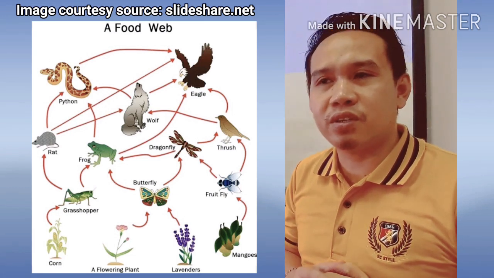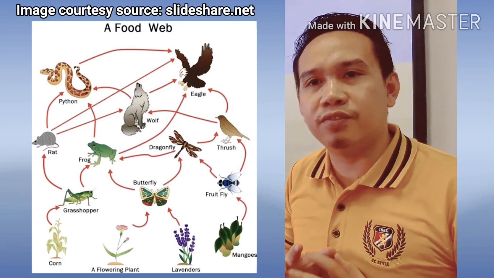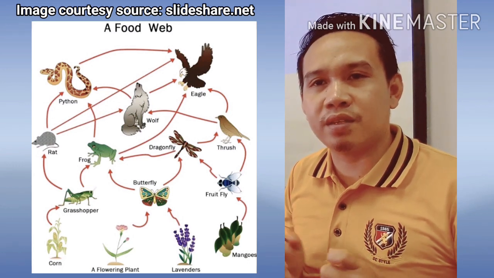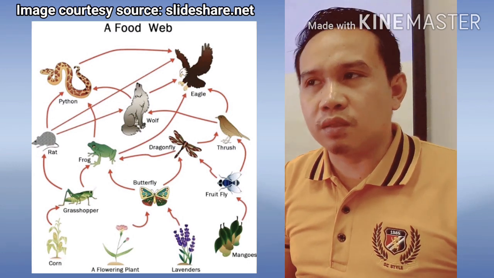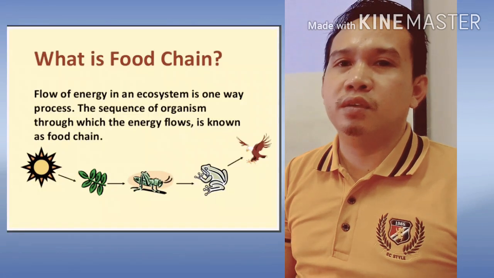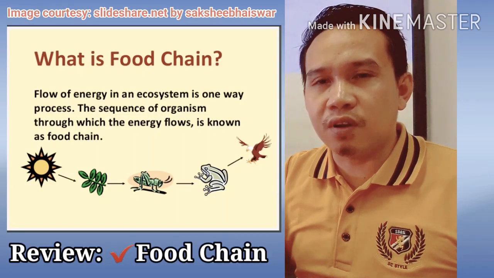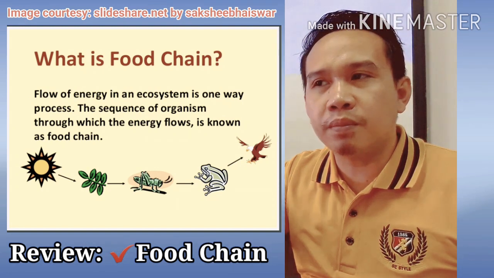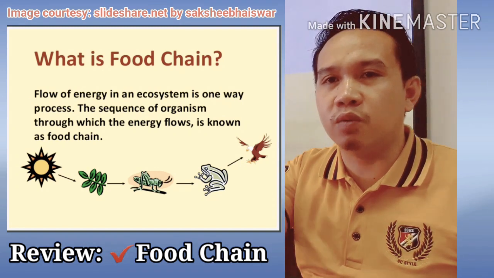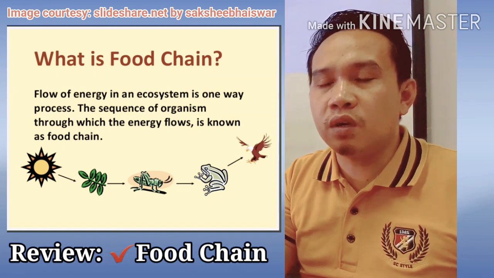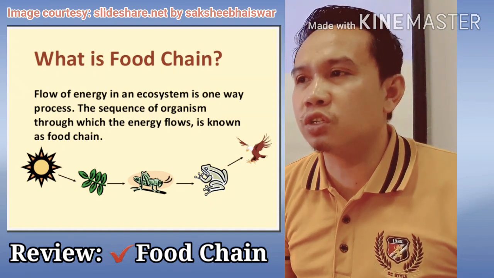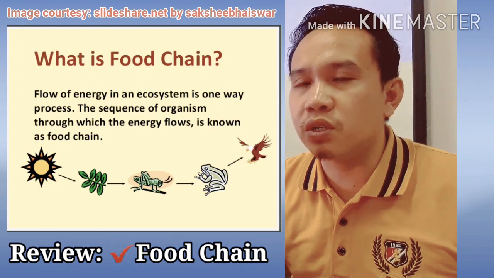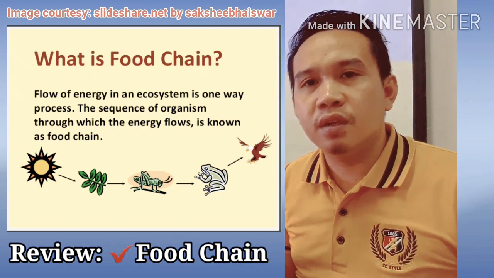How can we differentiate between food chain and food web? Are they the same? What is meant by a food chain? A food chain is a flow of energy in an ecosystem, a one-way process, right? In one series, the sequence of organisms through which the energy flows is known as a food chain.